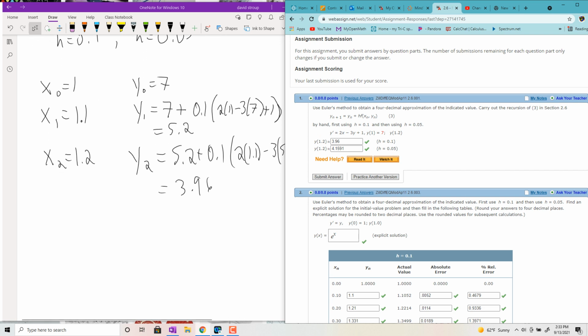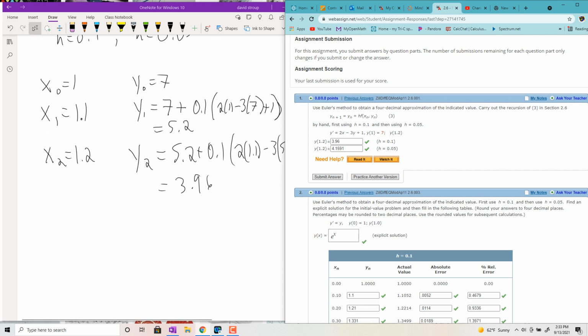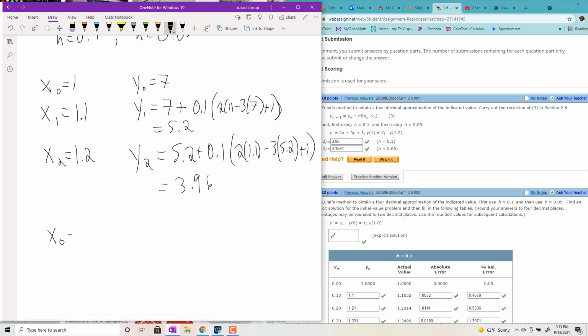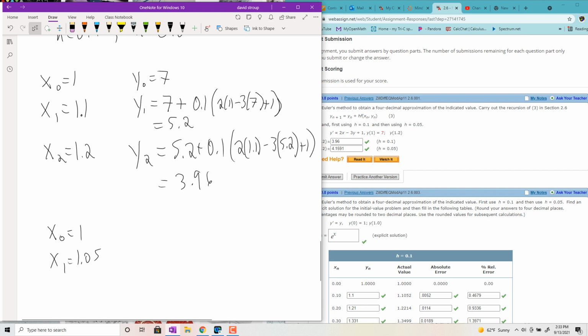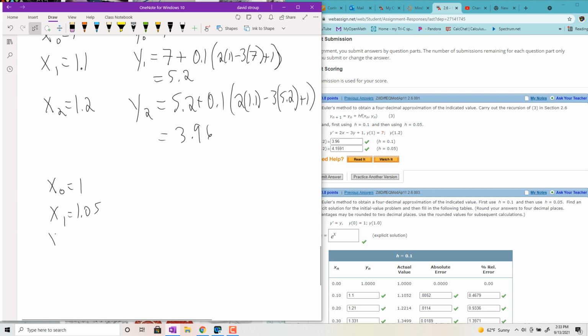Then for the other one, you have to go by 0.05. So your x sub 0 should be 1. Your x sub 1 will be 1.05. And it looks like you're going to have to go all the way. You know, x sub 2 is 1.1, x sub 3 is 1.15, and then x sub 4 should give you the 1.2 that we're after. Okay, so I'll do this one as well.